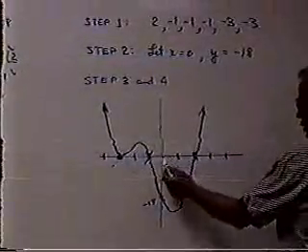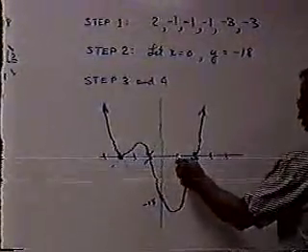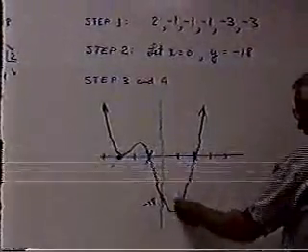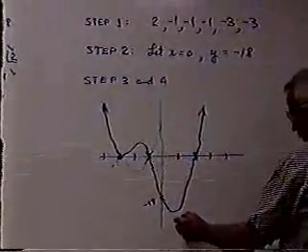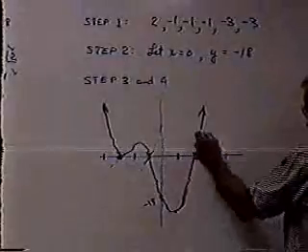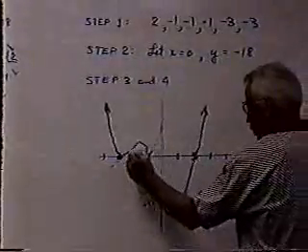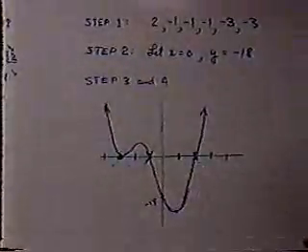If I plug a 1, just let x be 1 in the original equation, I get a minus number down here. So it says it's down here. So from there I start here, and then I go back over here and bounce and go up. That's all there is to it.